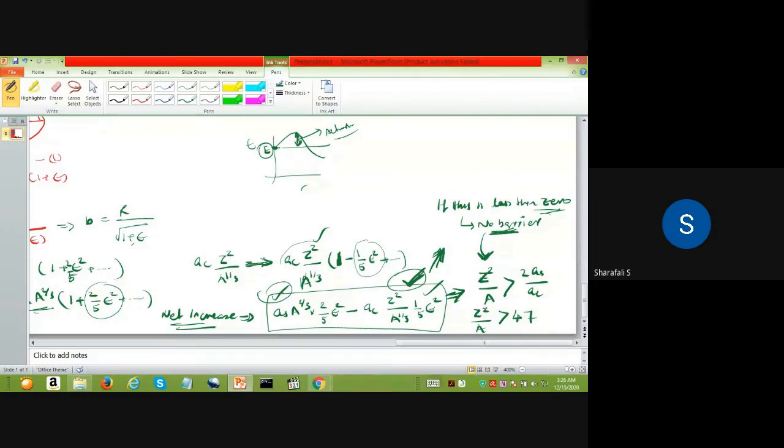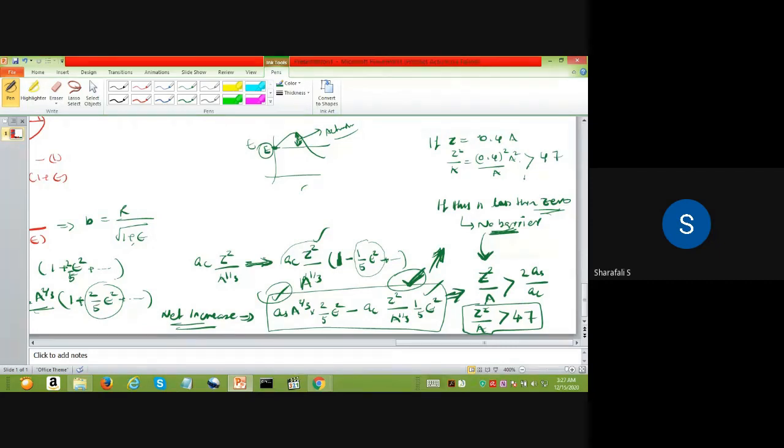So nuclei with the condition Z square by A greater than 47 will undergo spontaneous nuclear fission because there is no barrier. Theoretically, let's say your Z value is equal to, for example, 0.4 A. Then Z square by A will become 0.4 square A square by A, which is this much times A. And this has to be greater than 47.